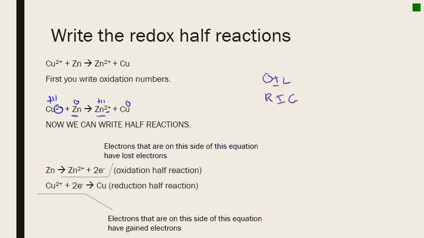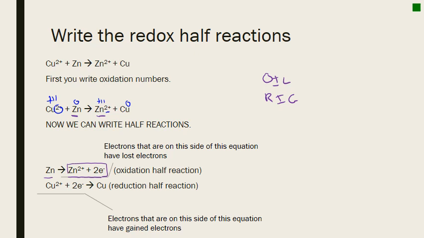So it went from zinc to zinc 2+, so it must have lost 2 electrons, okay? So this is where you write plus 2e-. So zinc became zinc 2+ and it lost those 2 electrons. So this is why we write the equation like this. And this is called the oxidation half reaction, okay? So electrons that are on this side of the equation have been lost.